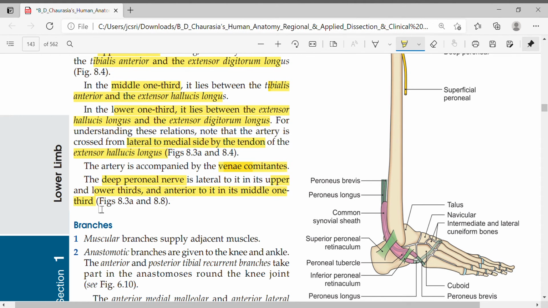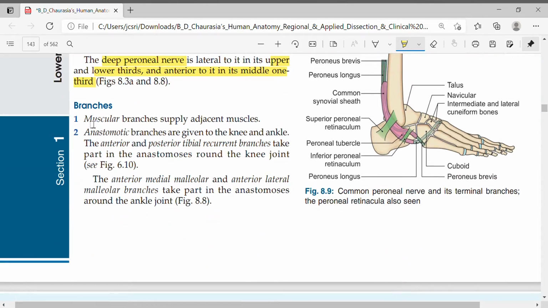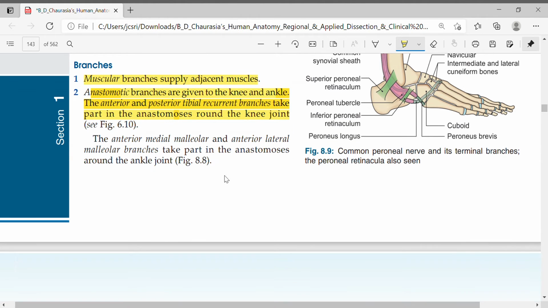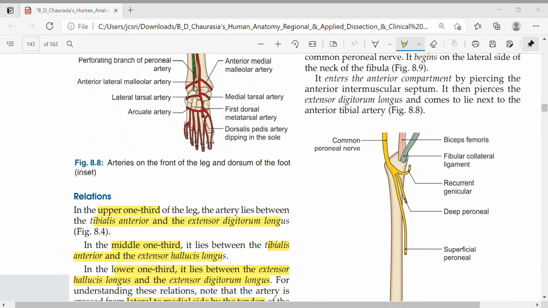Next, we are going to see about the branches of the anterior tibial artery. Muscular branches for all the muscles, and anastomosing branches for the knee joint and for the ankle joint. For the knee joint, there are the anterior tibial recurrent and the posterior tibial recurrent, which take part in the anastomosis around the knee joint with the genicular branches. And you have the anterior medial malleolar and anterior lateral malleolar taking part in the anastomosis around the ankle joint. The medial malleolar passes deep to the tendon of tibialis anterior and extensor hallucis longus. This is the tibialis anterior, and this is the extensor hallucis longus.